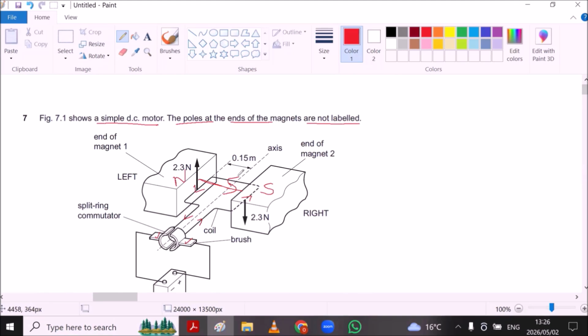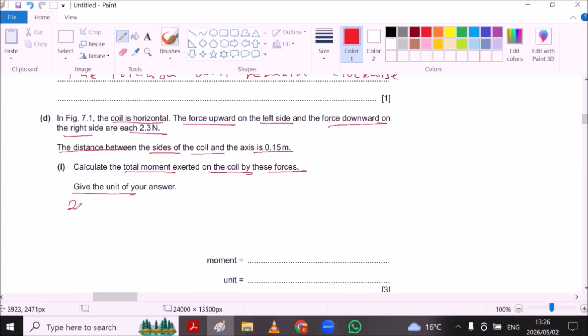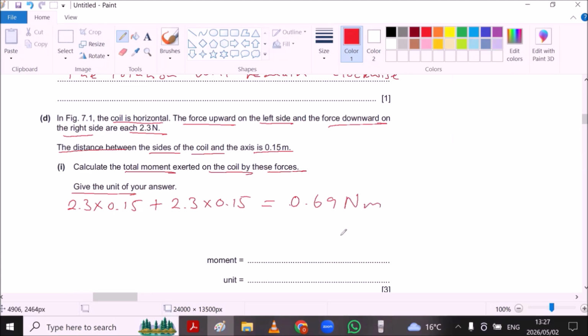The axis is the pivot, 0.15, and this force is 2.3. So the moment due to this 2.3 newton force is 2.3 times 0.15, and the moment due to this 2.3 newton force is 2.3 times 0.15. So the total moment is 2.3 times 0.15 plus 2.3 times 0.15, which is 0.69 newton meters. So 0.69 is our answer, and the unit is newton meters.